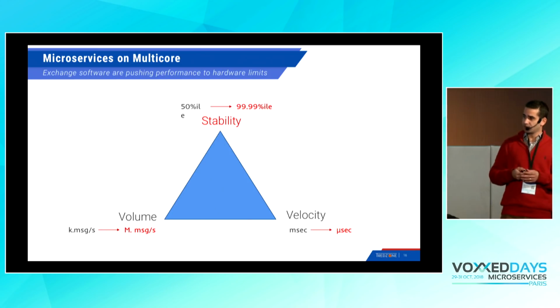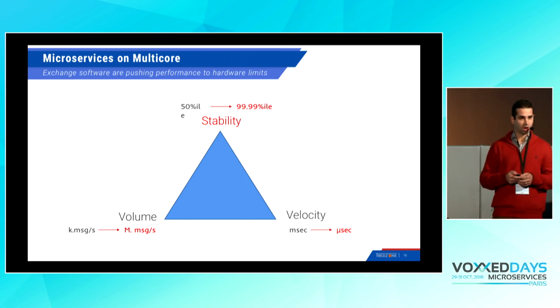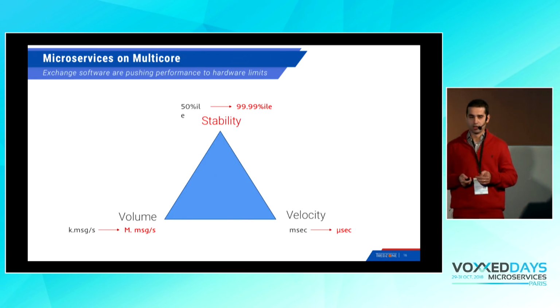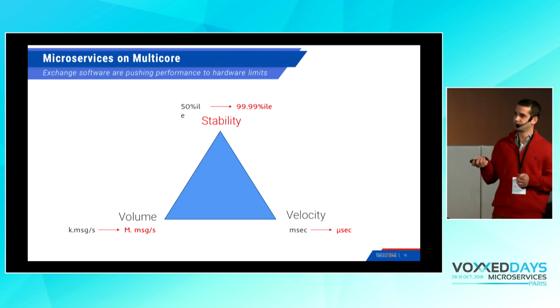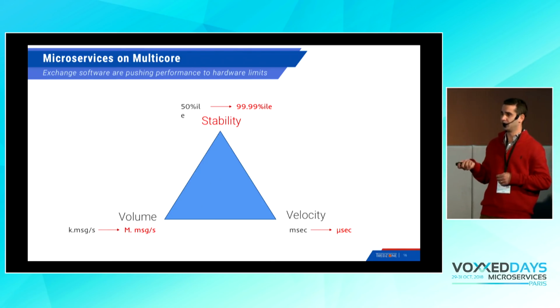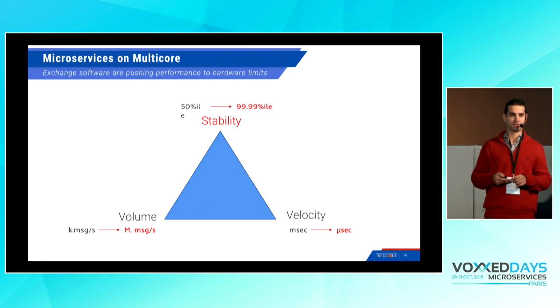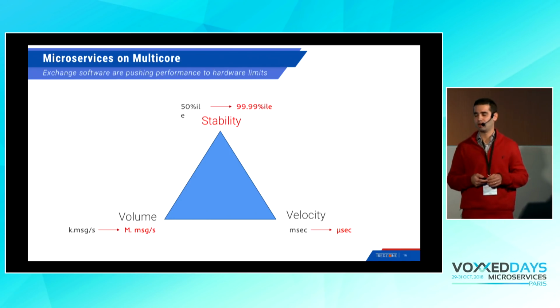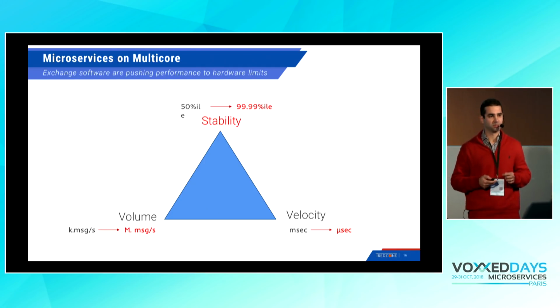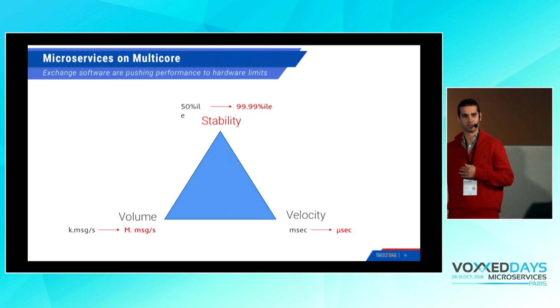And to make things more fun, we add business requirements. In the capital market industry, we are asking for more volume, millions of messages per second, at a higher speed. So we're talking in microsecond levels. And of course, to add more fun to this equation, we want the application to be stable and deterministic. We expect performance determinism at 90% yield, 99% yield, even 99.99% yield.